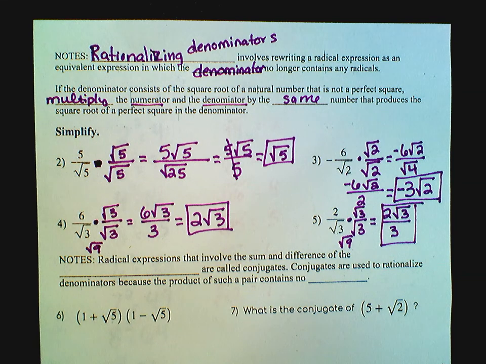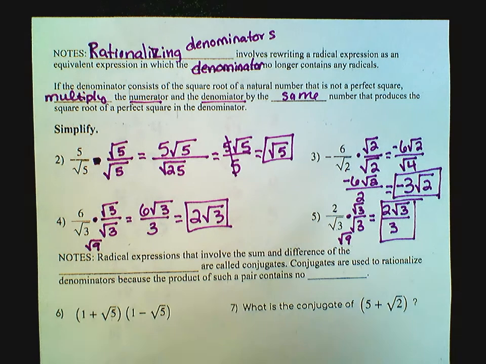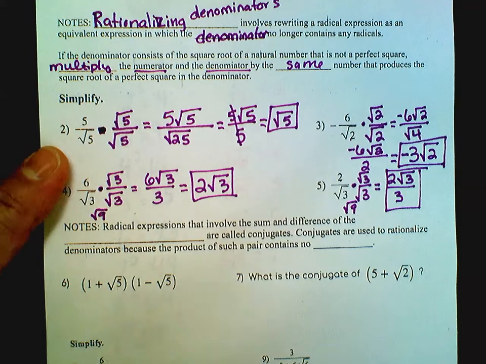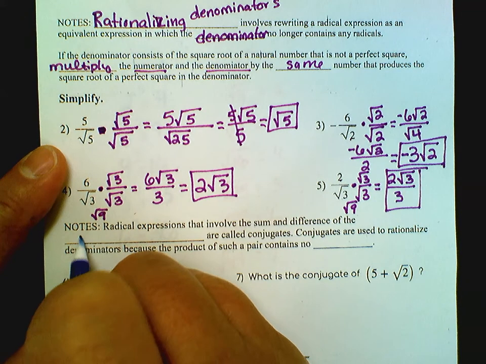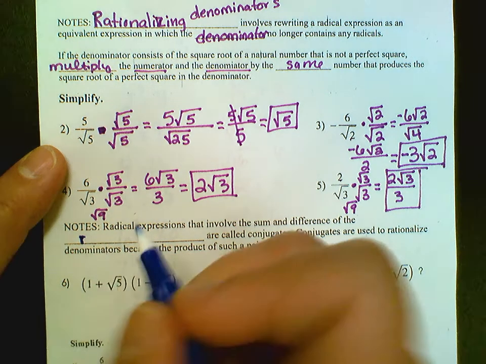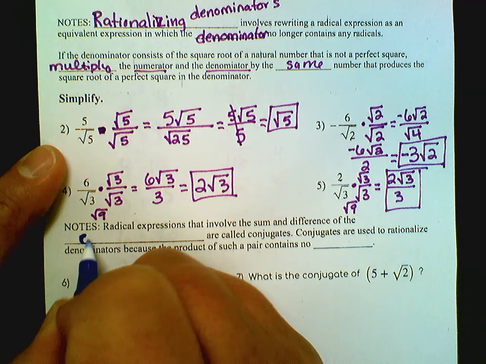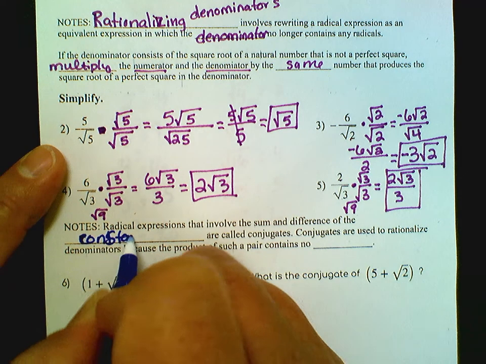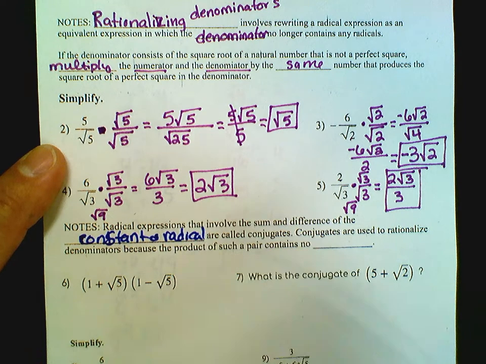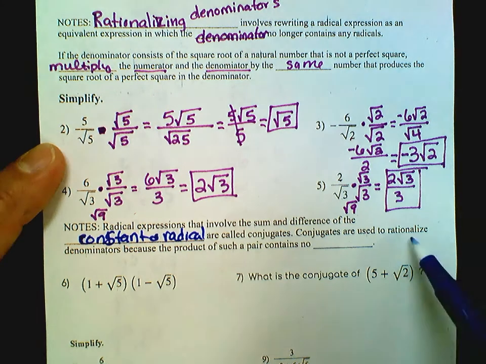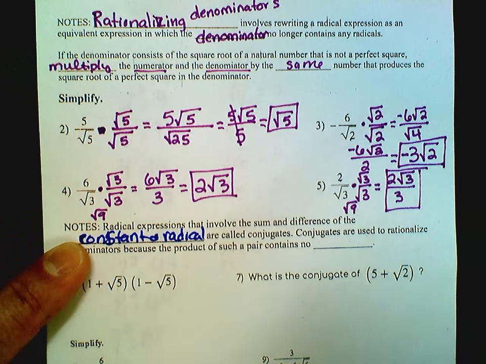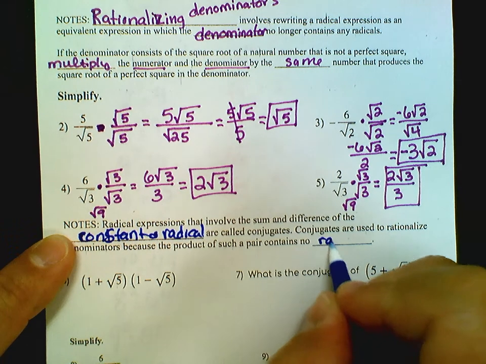Okay, so radical expressions that involve the sum and the difference of the same constant and radical term are called conjugates. Conjugates are used to rationalize denominators because the product of such a pair contains no radical.